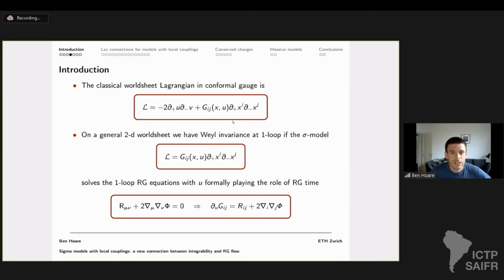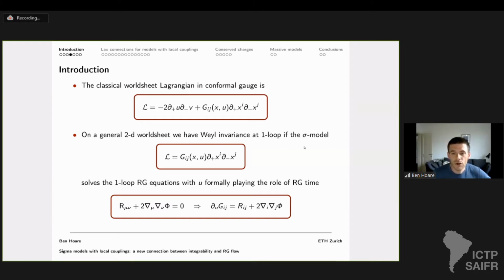What's interesting about these models is that I've just written the classical worldsheet Lagrangian in conformal gauge. If we consider this model on a general two-dimensional worldsheet and ask when it is Weyl invariant, so when does it describe for us a string sigma model, at least if we're in critical dimension?